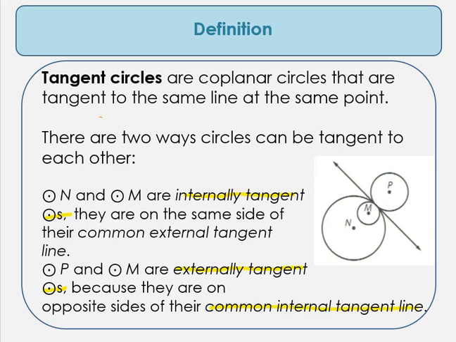So let's try that one more time. This tangent line is now known as the common internal tangent line to circle M and P, which are externally tangent circles. N and M are internally tangent because they're on the same side of their common external tangent line. So that tangent line changes names according to the situation of the circles that are drawn. So be sure to draw both different sets of circles in your notes.